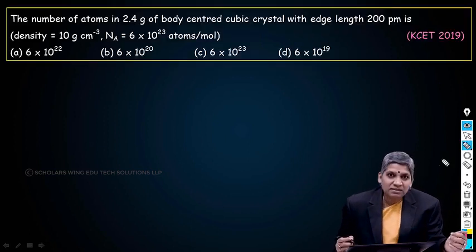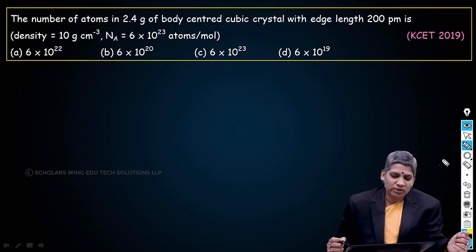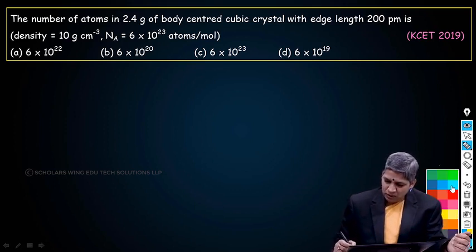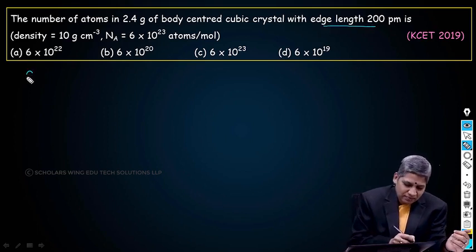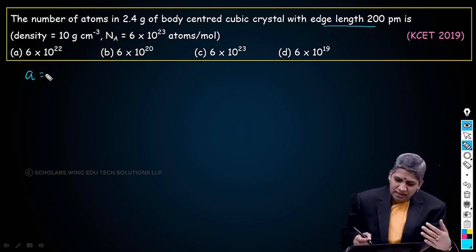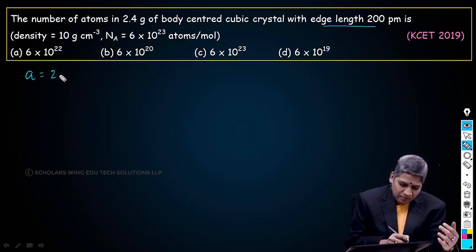The number of atoms in 2.4 grams of body-centered cubic crystal with edge length 200 picometer is what? The question is number of atoms. And the data given is density and of course Avogadro number, you know that. This question is picked up from CBSE 2019 question paper. What is the given data? Edge length means what? A, isn't it? A is given. How much is A? 200 picometer.